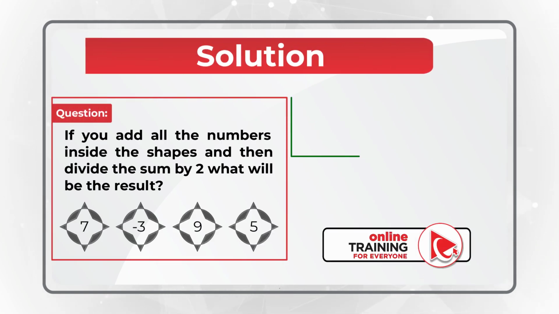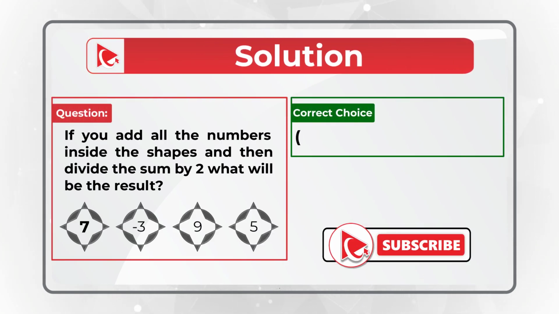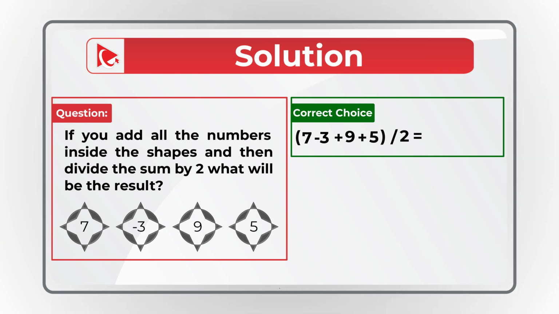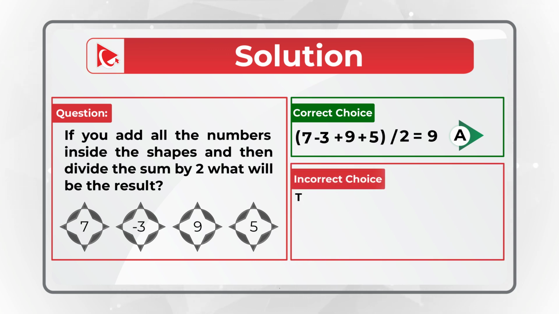The math here is pretty straightforward. You need to do 7 minus 3 plus 9 plus 5 in parentheses and then divide the sum by 2. The result would be 18 divided by 2, which would be equal to 9. And this is my choice for the correct answer. What's interesting about this question is that there's a lot of ways to get to the incorrect answer.